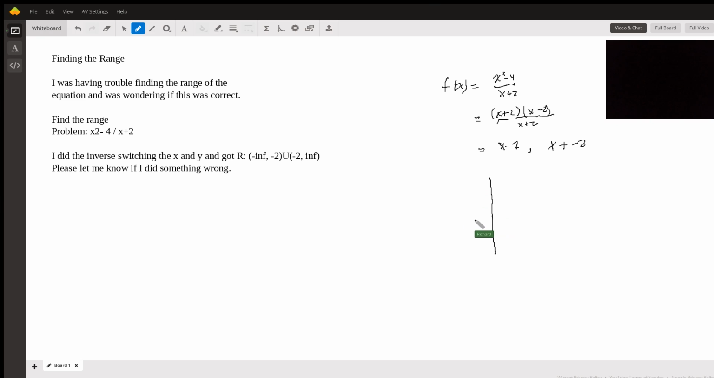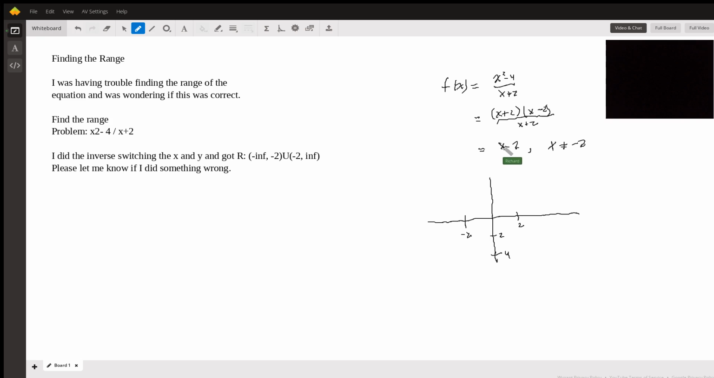So let's look here. When you have a cancellation, what that does is it creates a hole. So we have a hole at x equals negative 2, and we're left with a straight line, y equals x minus 2. So when x is 0, y is negative 2. When x is 2, y is 0. When x is negative 2, this is negative 4 here.